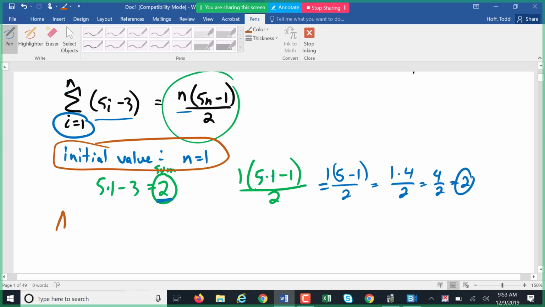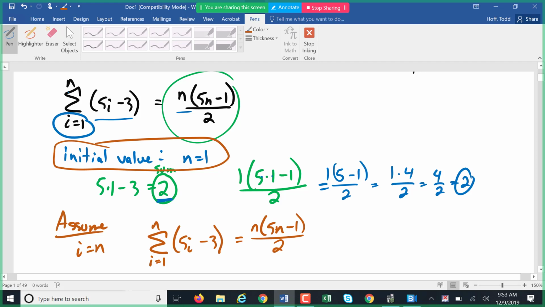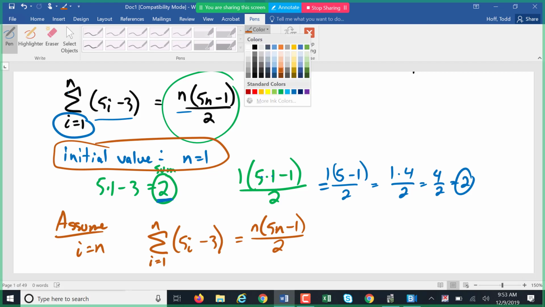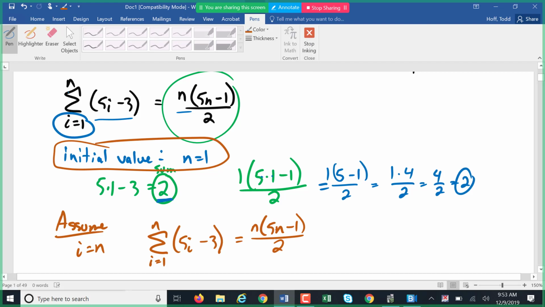We're going to assume that for i equals n, that is true. So from i equals 1 to n, that 5i minus 3 is equal to n times 5n minus 1 over 2, which is just restating the formula. Step 3 is where we have to start actually doing the algebra.